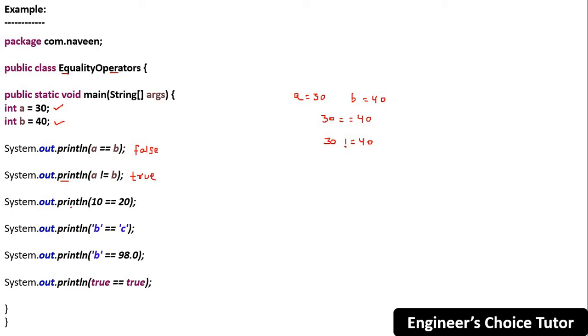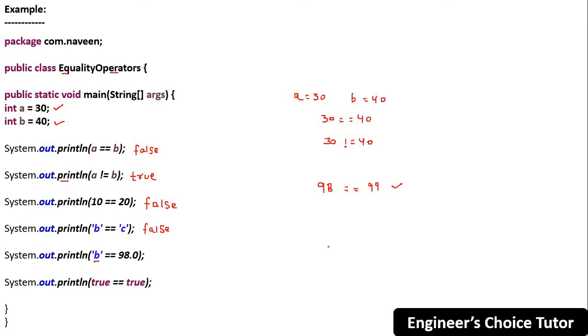Next, see here, System.out.println 10 double equal to 20. Is it true? No, false. How can 10 be equal to 20? Not possible, right? So it is false. Next, System.out.println character B double equal to character C. This is not equal, so it will give you false, because the ASCII value of B is 98 and C is 99. It is not equal, right? So you will get false.